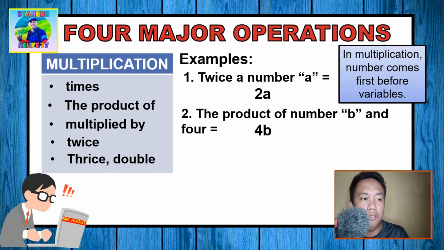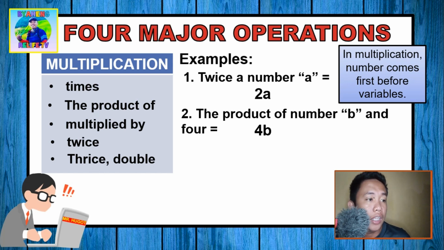Nabanggit ko sa inyo, guys, una yung number natin bago yung letter. O yung ating tatawagin na numerical coefficient bago yung ating literal coefficient. In short, constant variable o sa mas madaling salita, mas maintindihan nyo, una po yung number bago yung letter.